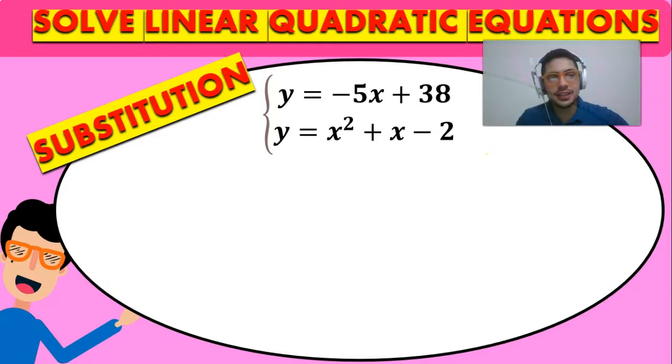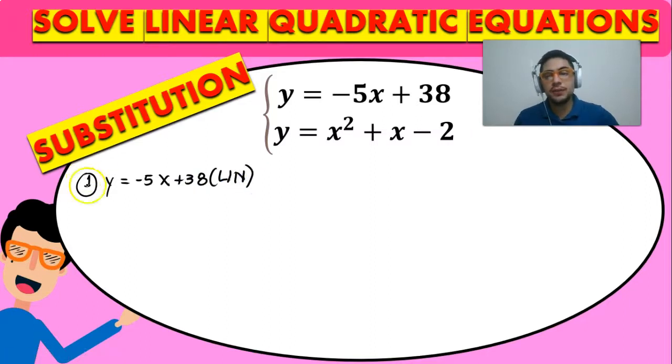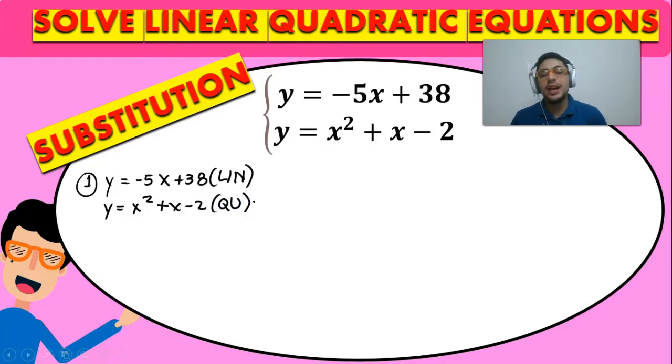So as you can see in this problem, you have the first one, which is y equals minus 5x plus 38. In this equation, which is a linear equation, you already have the value of y solved, so you don't have to do anything there. And the same thing goes in the second one, which is y equals x squared plus x minus 2, the quadratic one. Again, you have the value of y already isolated, so it has cut down the work in half.